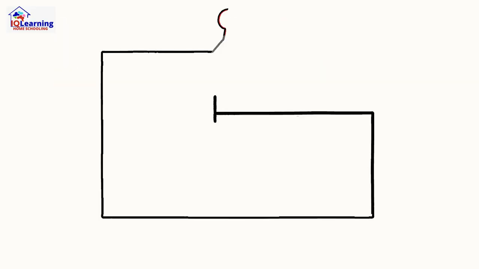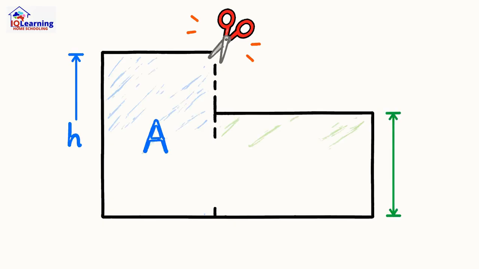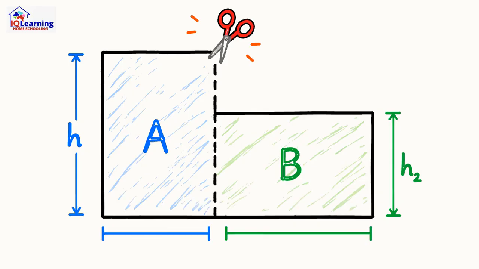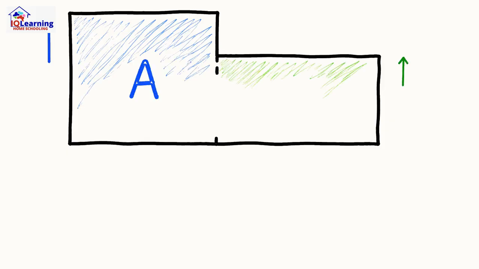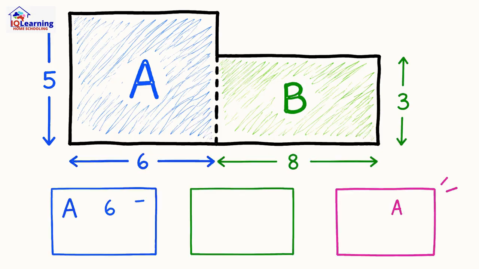Once you have all your measurements, you have two master strategies for finding the area. Your first tool is the additive method. Think of it like a builder. You slice the weird shape into 2 or more simple rectangles you already know how to solve. Draw a line, create rectangle A and rectangle B. Calculate the area of each, length times width, and then just add them together.